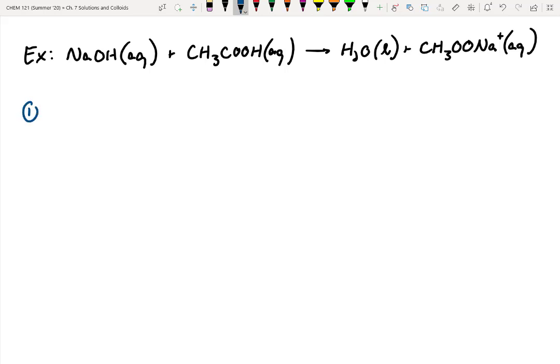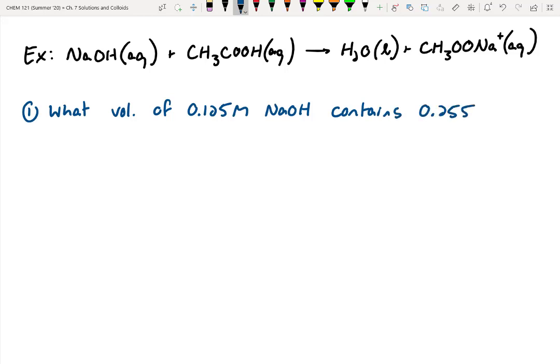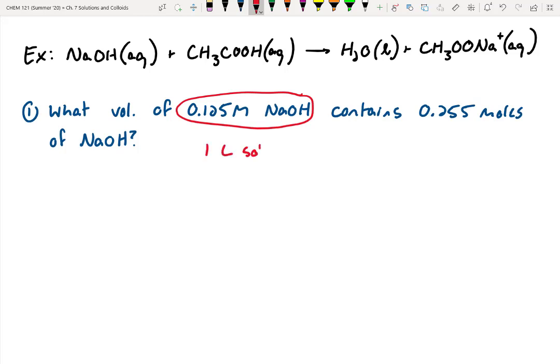Okay, so let's start off with one example. The first example is: what volume of 0.125 molar NaOH contains 0.255 moles of NaOH? Okay, so let's break this down a little bit. It says that we've got 0.125 molar sodium hydroxide. So what does this mean? Well, it means that for 1 liter of solution, we have 0.125 moles of NaOH, right? So this can be applied as a unit conversion.